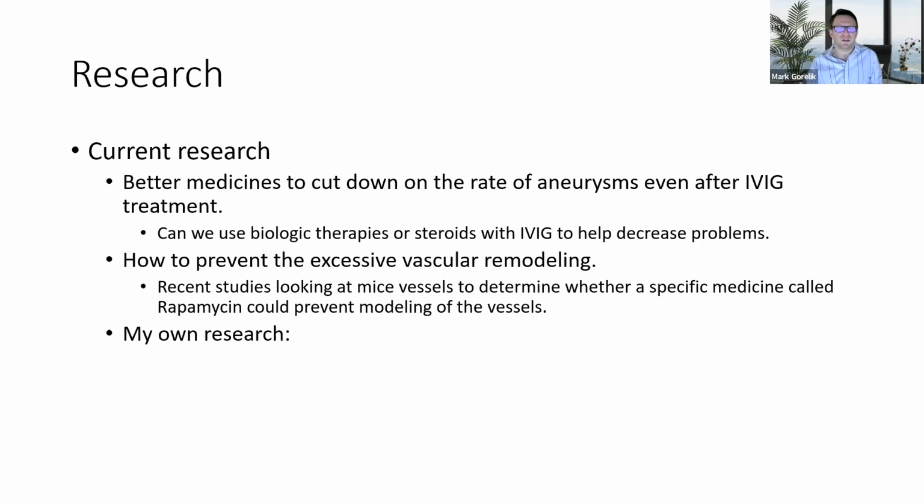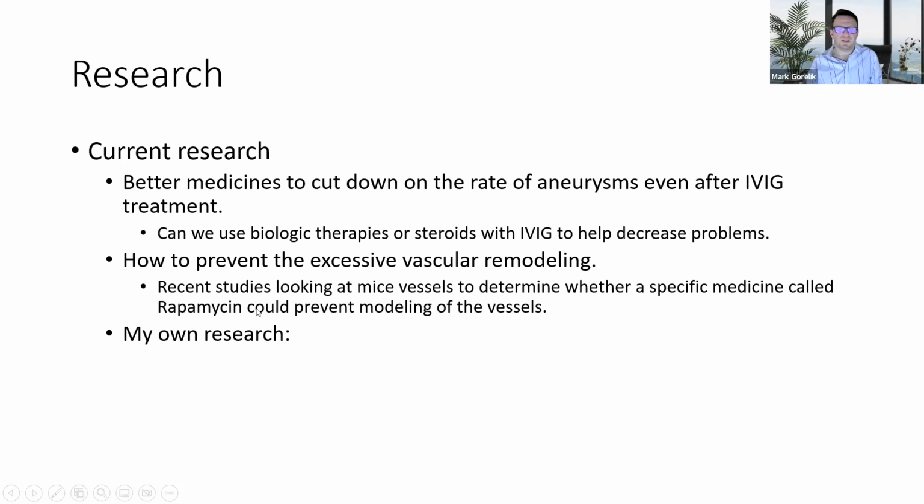And then in terms of current research, there are a couple of studies going on to look at better medications to cut down on the rate of aneurysm, even after IVIG treatment. As mentioned, about 5% of patients, even after IVIG, still develop aneurysm, and we would like to get that down to close to zero as possible. So there are some studies looking at other or adjunct therapies.